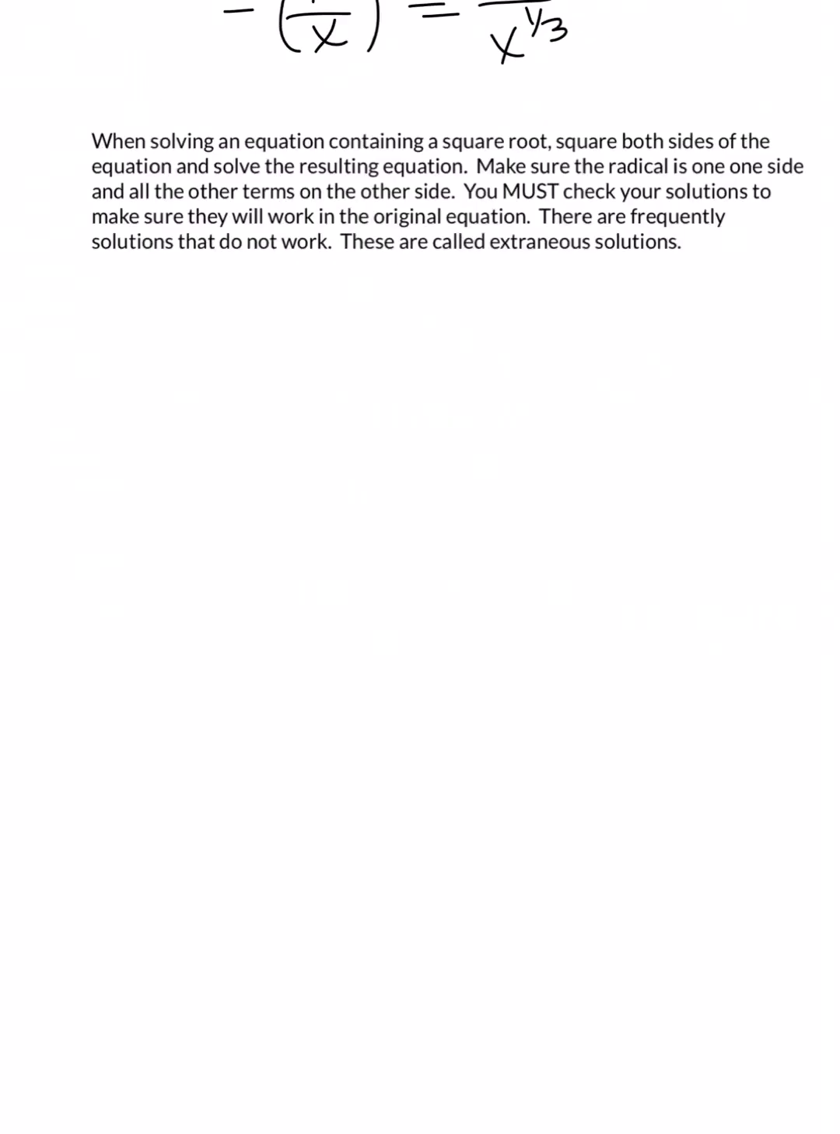When you are solving equations that contain a square root, you square both sides of the equation and solve the resulting equation. Make sure that the radical is isolated on one side and all the other terms are on the other side. You must check your solutions to make sure they will work in the original equation. There are frequently solutions that do not work. These are called extraneous solutions.